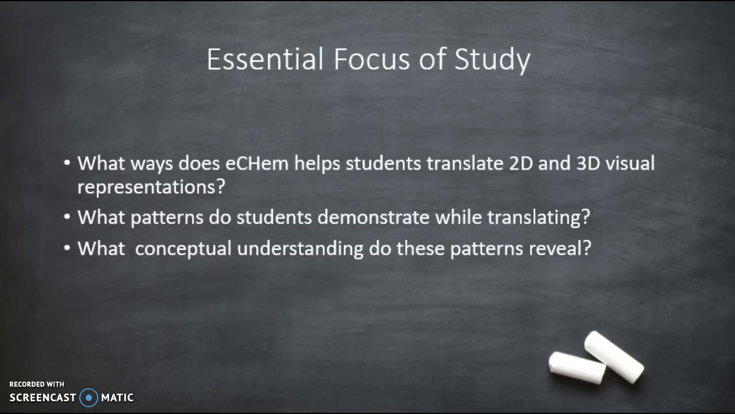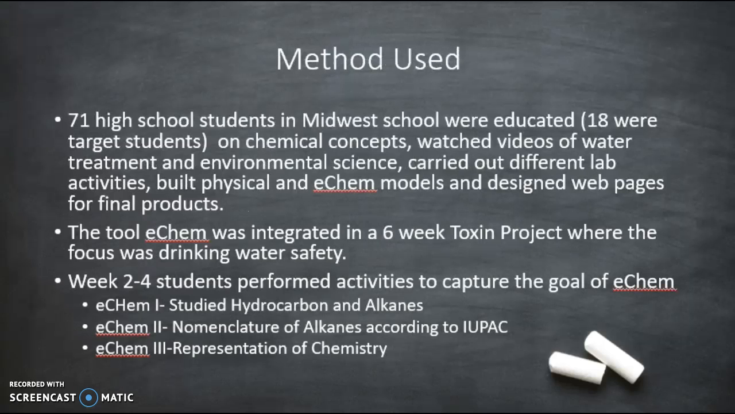The essential questions that the researchers tried to answer with this study were: how does a technological tool like eChem help students translate 2D and 3D visual representations? What patterns do students demonstrate while translating? What conceptual understanding do these patterns reveal? The tool eChem was integrated in a 6-week toxin project where the 71 high school students involved in this research were educated on chemical concepts.